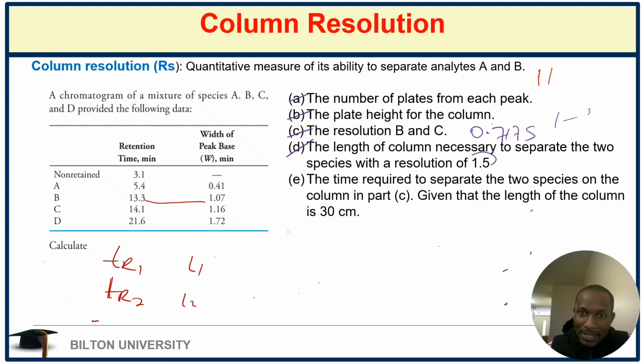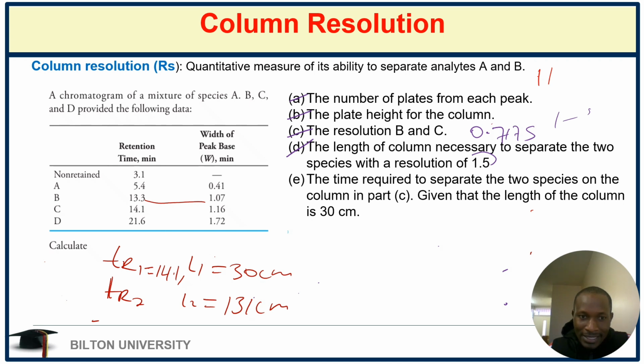So we calculate the time required to separate the two species on the column in part C. And in part C, the resolution that we needed here between B and C gave us a maximum time of 14.1. So our retention time here for RT1 is 14.1, while length 1 of the column is given to be 30 centimeter, and length 2 we calculated, we got it to be 131 centimeter.